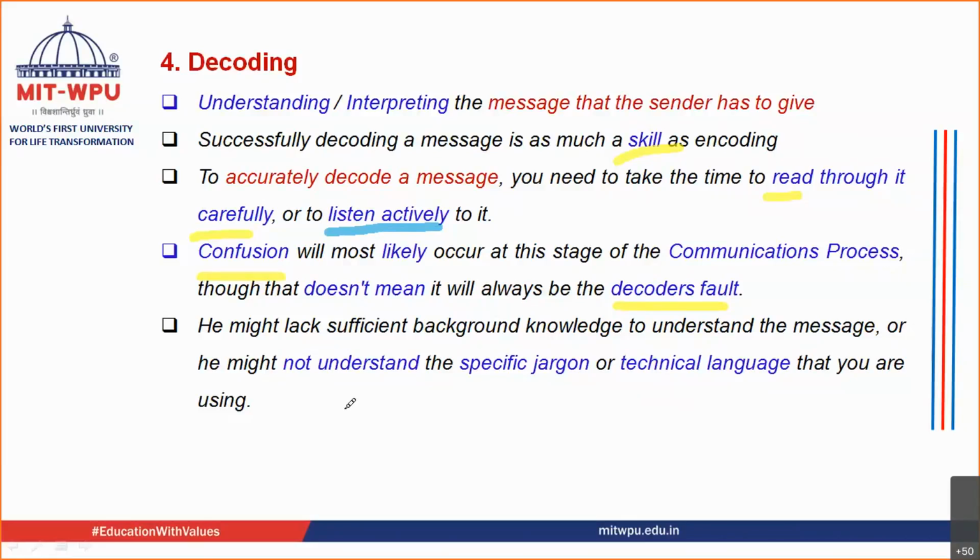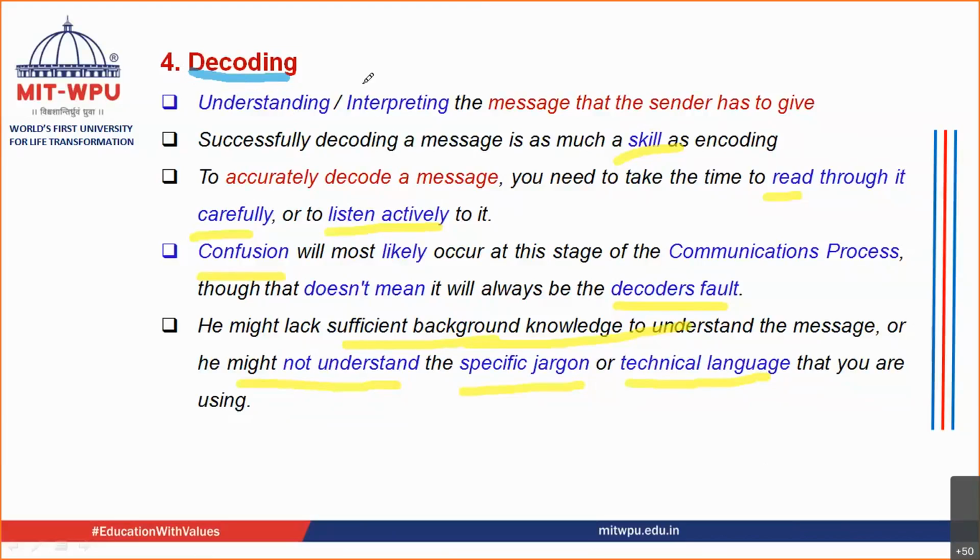Now, the problem of decoding may occur if he does not have sufficient background knowledge about that particular message. He did not understand what the person is saying, because the person was using specific jargons. Jargons means difficult words. You are using difficult technical language which the other person does not understand, and because of this the decoding may be faulty, and if the decoding is faulty, it is going to cause a communication problem. So the next step in communication is decoding.